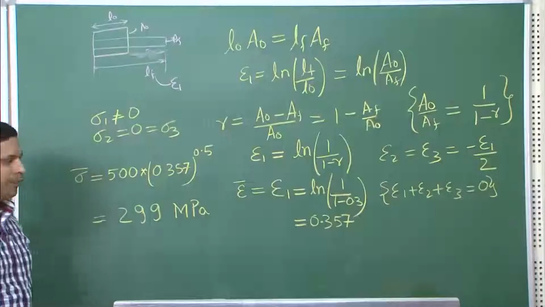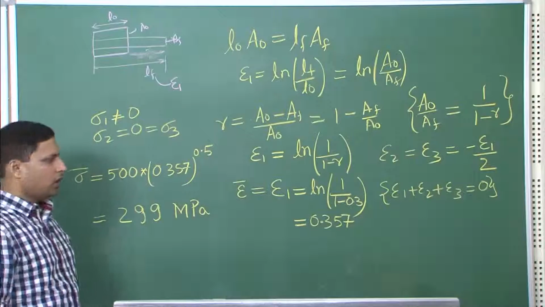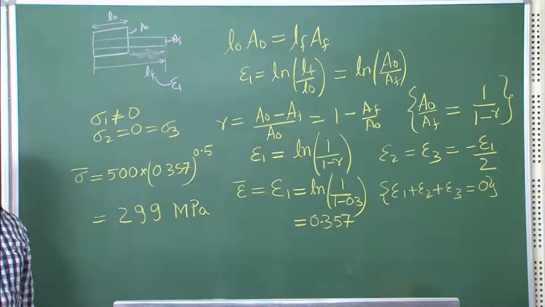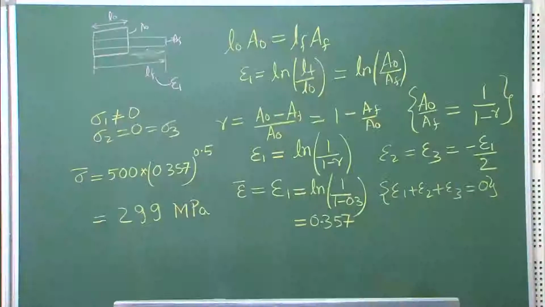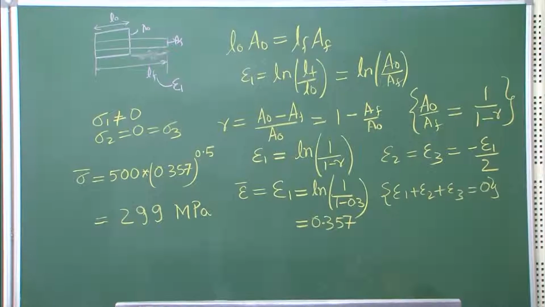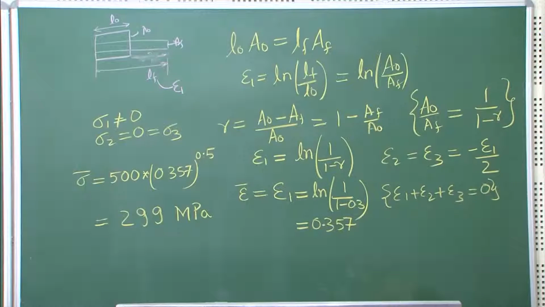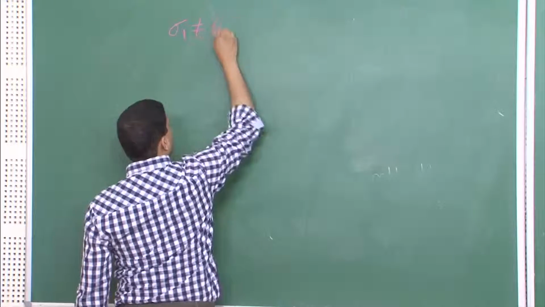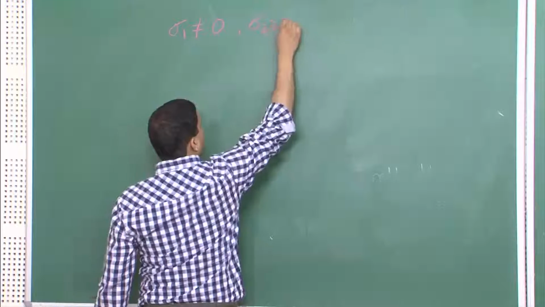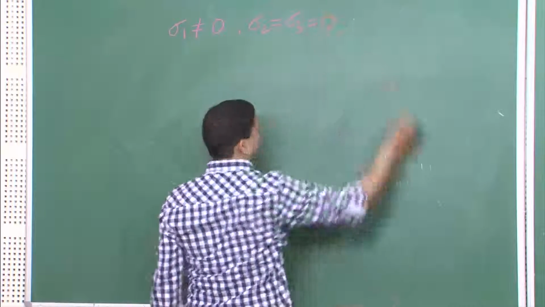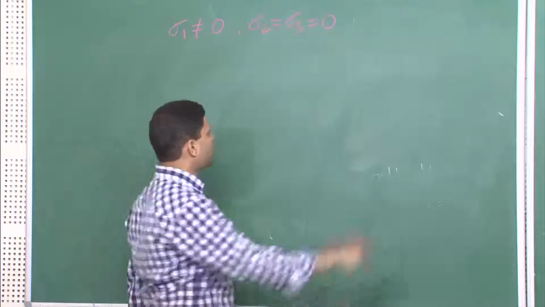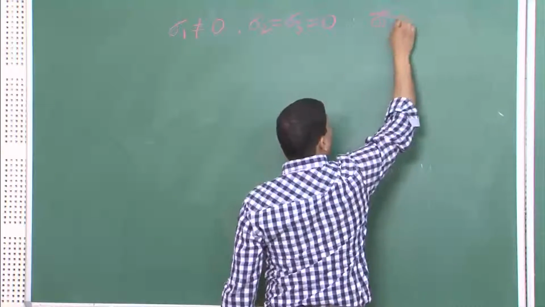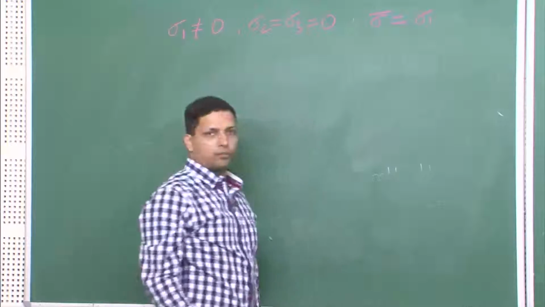Now, let me give this problem a little bit of twist. Instead of wire drawing, let us say that it was a rolling operation. How would things change? Now, if the operation was rolling instead of wire drawing, what are the things that change? So, what about sigma 1? Sigma 1 still is not 0, sigma 2 equal to sigma 3, they remain 0. So, the stress part does not change, which implies effective stress remains equal to sigma 1.